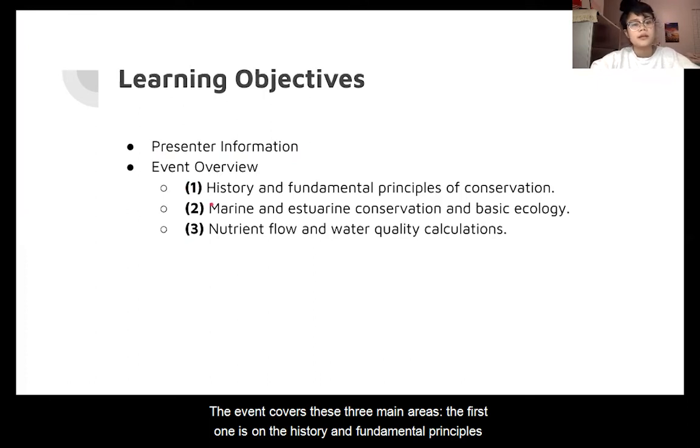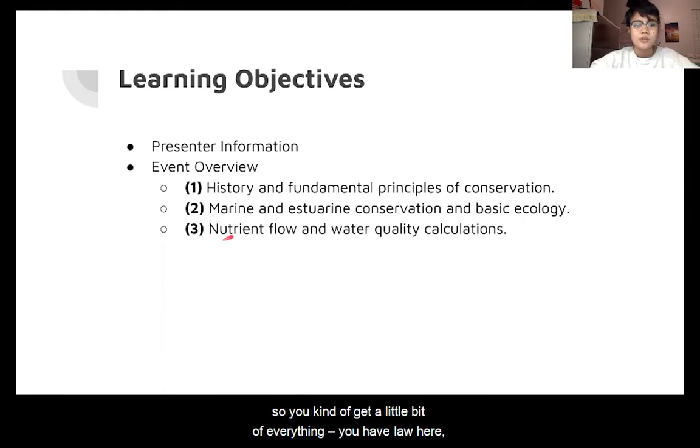The first one is on the history and fundamental principles of conservation. Then we'll transition into marine and estuarine conservation and basic ecology. And lastly, we'll also learn about nutrient flow and water quality calculations. So you get a little bit of everything. You have law here, you have some biology and ecology, and lastly, don't forget about some mathematics.